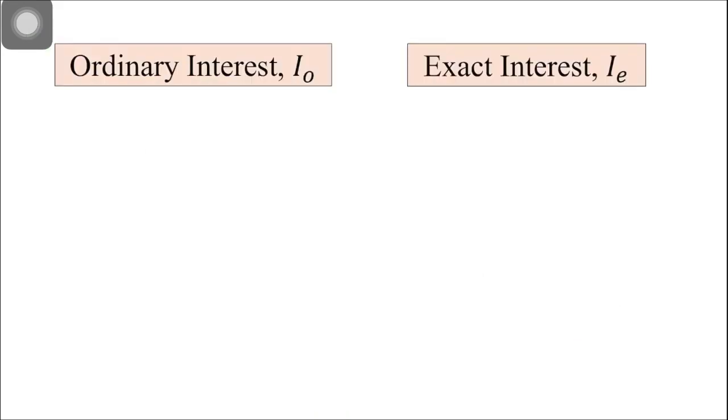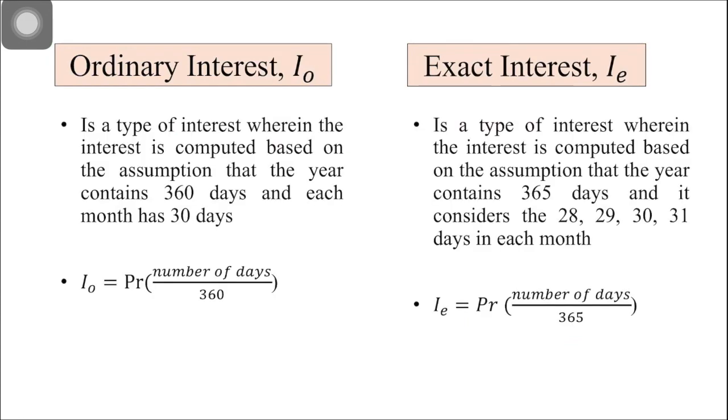Okay, let's proceed to ordinary interest and exact interest. In ordinary interest, this is a type of interest wherein the interest is computed based on the assumption that the year contains 360 days and each month has 30 days. So, why 360 days? In 1 year, there are 12 months.